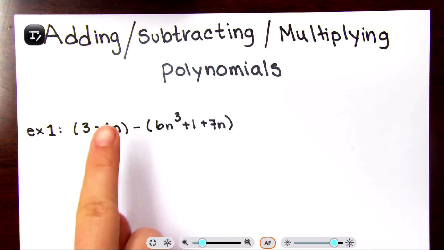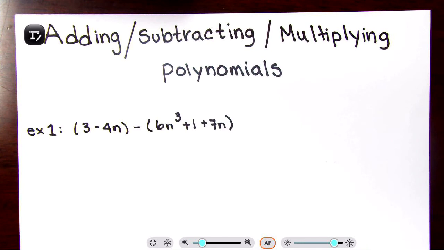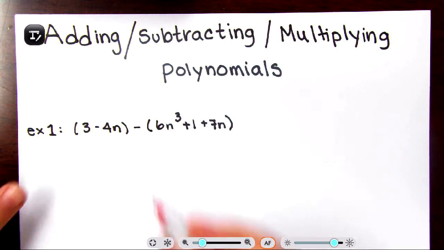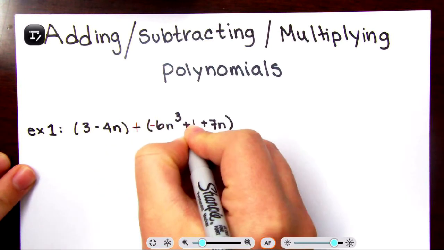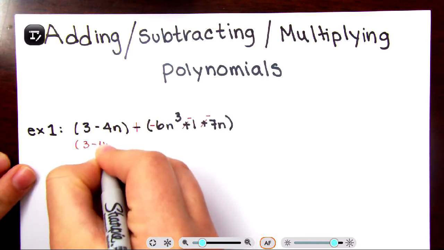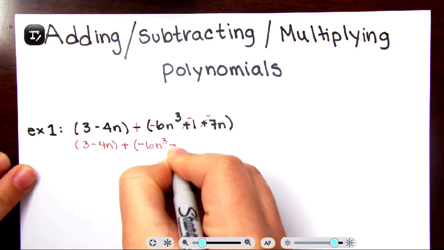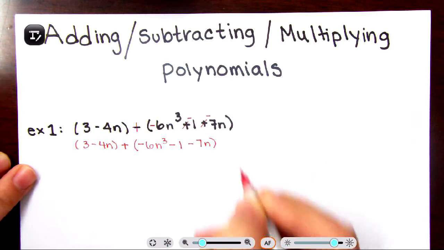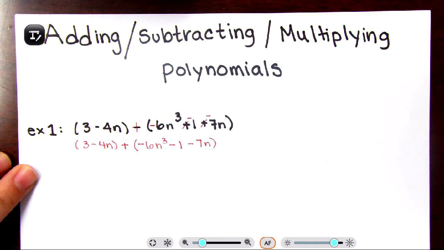I have 2 polynomials. I have this bubble and this bubble. They are being subtracted. So whenever you see subtraction between these 2 bubbles, what I really would like for you to do is distribute that negative. So the way you do it is you change this into a positive and make everything else for the symbols different. So now what I really have is 3 minus 4n plus negative 6n cubed minus 1 minus 7n. The reason I want you to do that is because it's really easy to miss this negative that we originally have. This way you know that each term has already been changed.